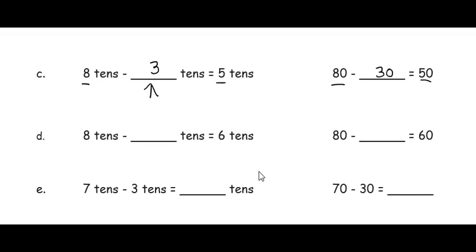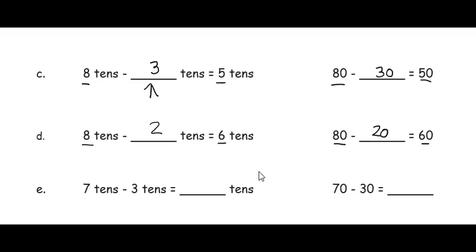Question D says I start again with 8 tens. I take a number of tens away and now I'm left with 6 tens. I know that 8 minus 2 equals 6, so 8 tens minus 2 tens equals 6 tens. And that means that 80 minus 20 equals 60 because 2 tens is the same as 20.